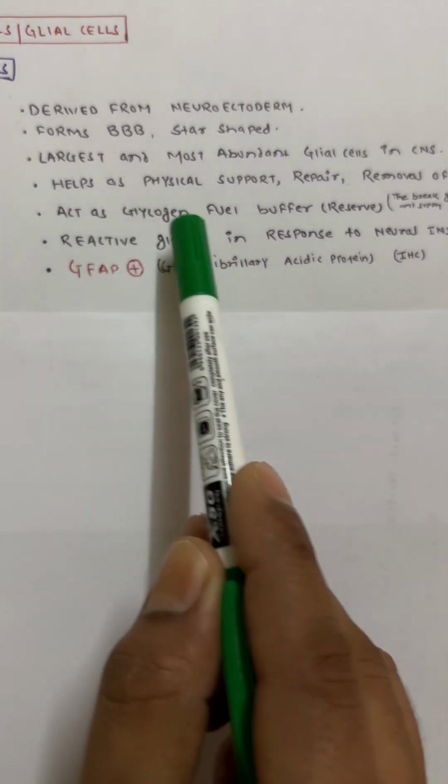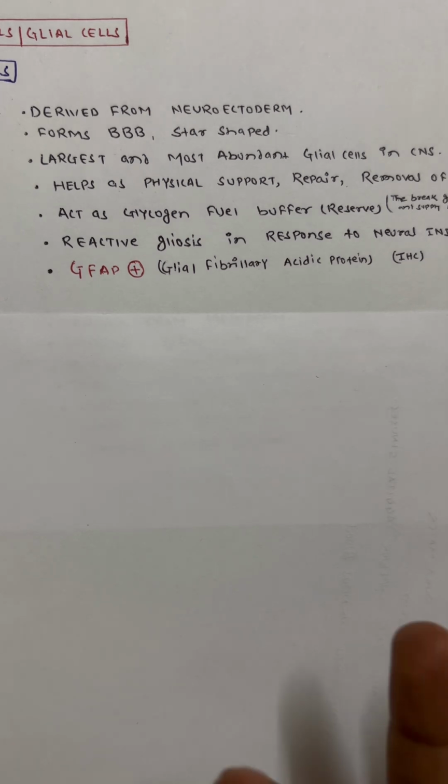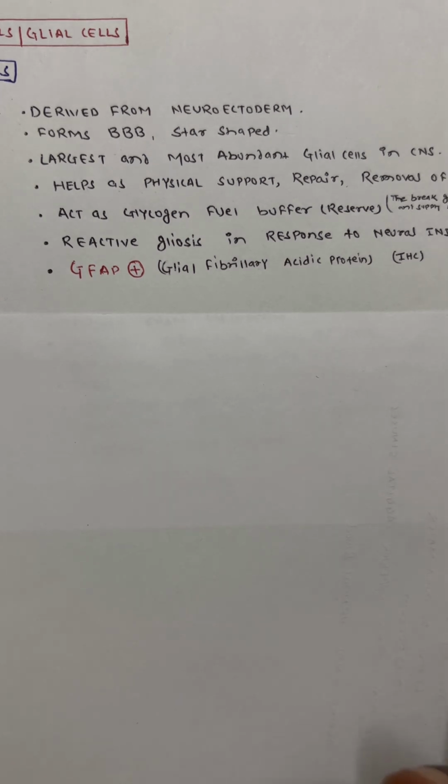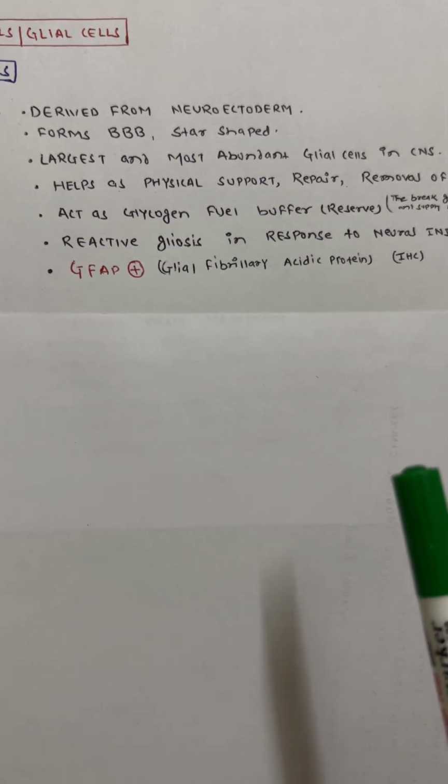It also acts as a glycogen fuel buffer. Whenever there is low glucose in our body, or whenever there is high demand of glucose in the body, this astrocyte acts as a reserve. It acts as a reserve for fuel.